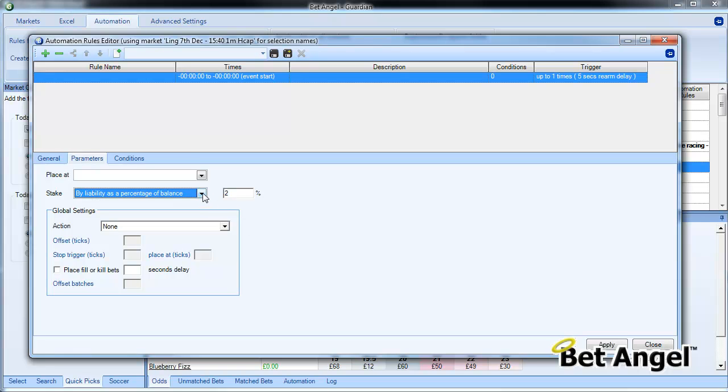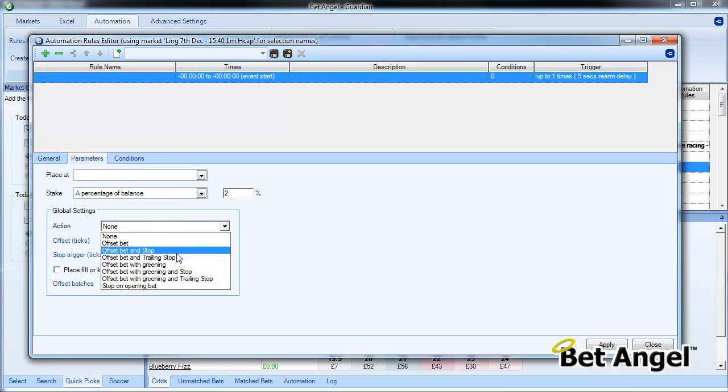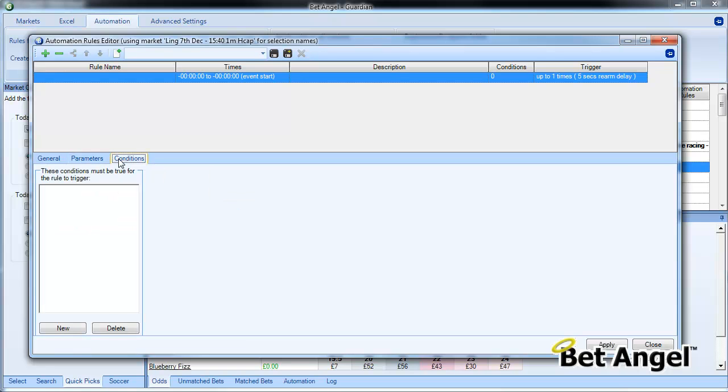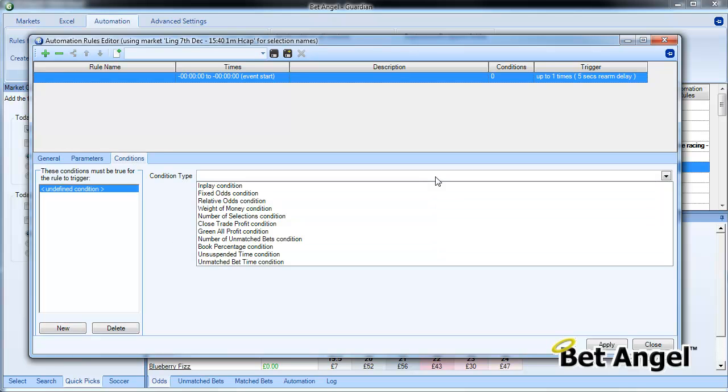So you can actually say how much you want to create in liability, say for example if you're laying, and do that as a percentage of your balance. You can apply all of the global settings on there, stop loss, screening, trailing stops, and so on. All of the global settings are available within here. And then we've been expanding the range of conditions that you can apply to bets that are going in the market or functions that you're applying within the market. So this is the current list that you can see.